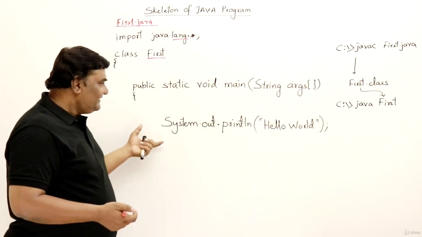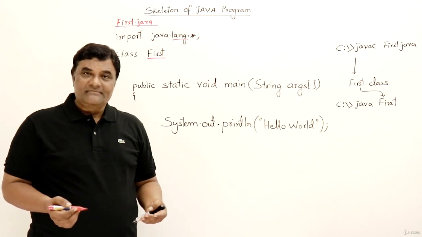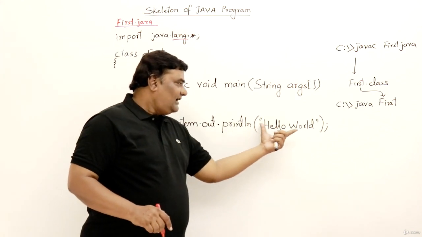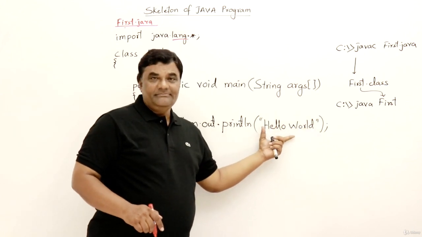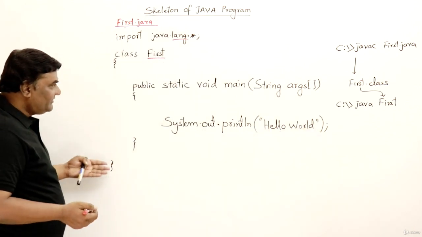Then inside this, System.out.println is useful for printing. Whatever you want to display on the screen, you have to use this one, and inside double quotes you write whatever message you want to print on the screen. So that's all. This is the program. This is the first program.